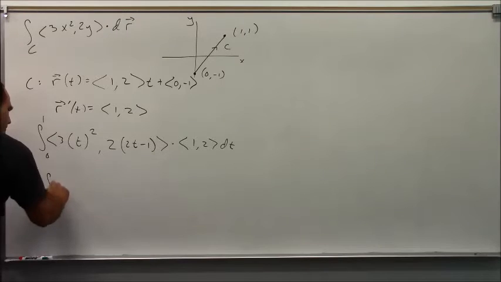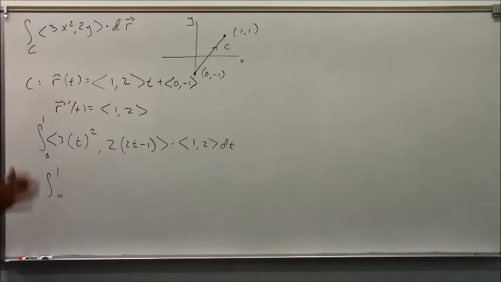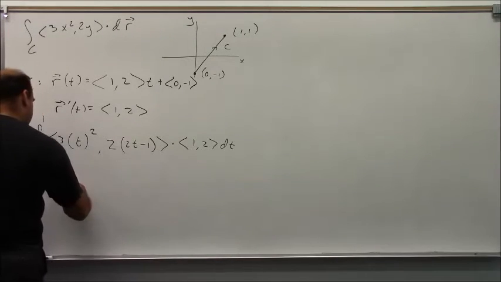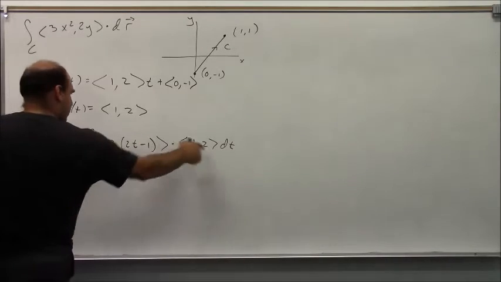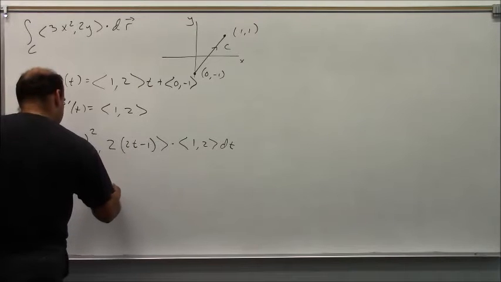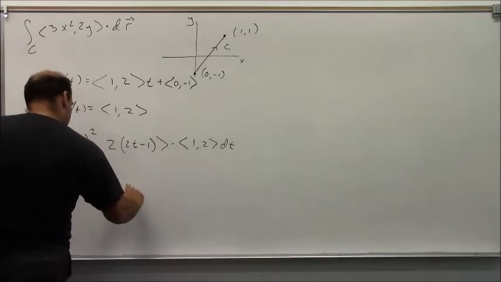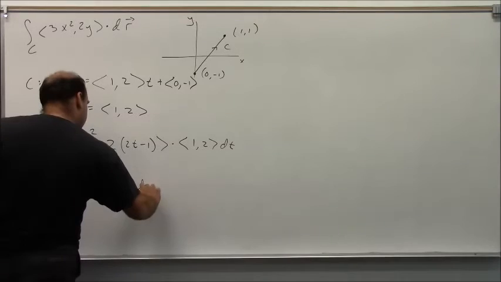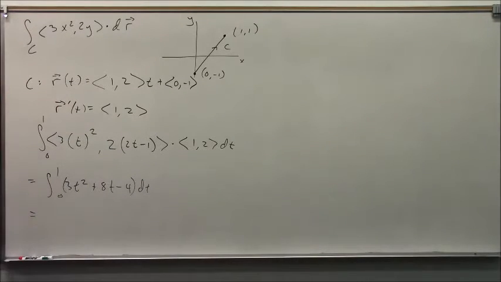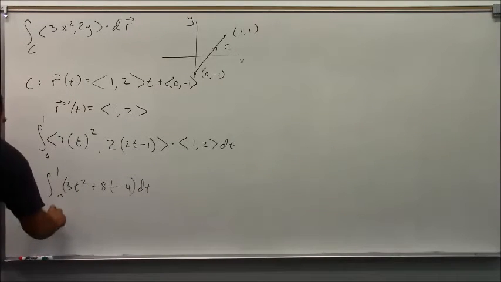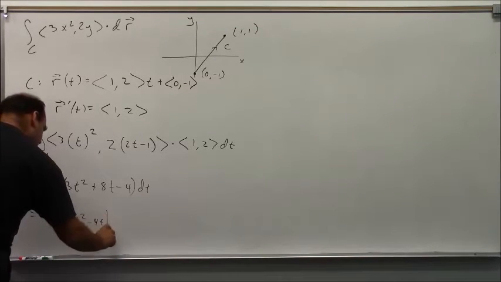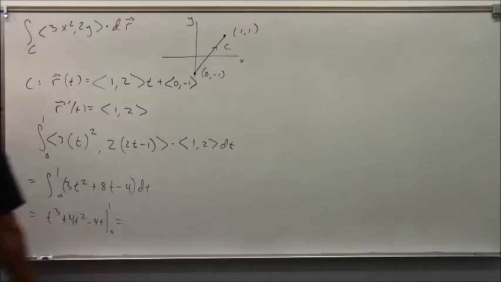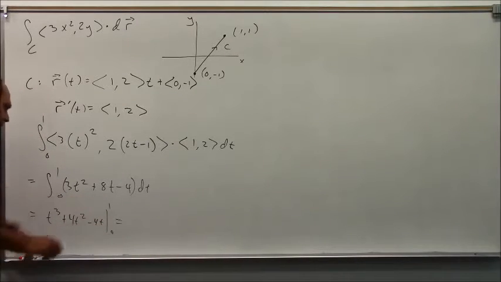And that will be the integral from 0 to 1, but now I can multiply all this out. I'll have 3t² plus 8t minus 4 dt. And that's an integral I can do. This is Calc 1 land now. You just get t³ plus 4t² minus 4t from 0 to 1, which is 1 plus 4 minus 4. So it just comes out to be 1.